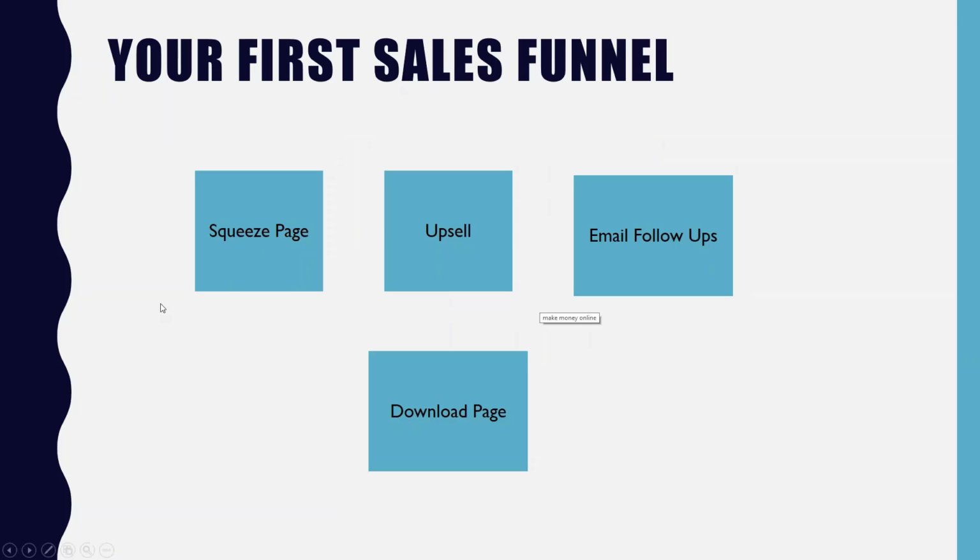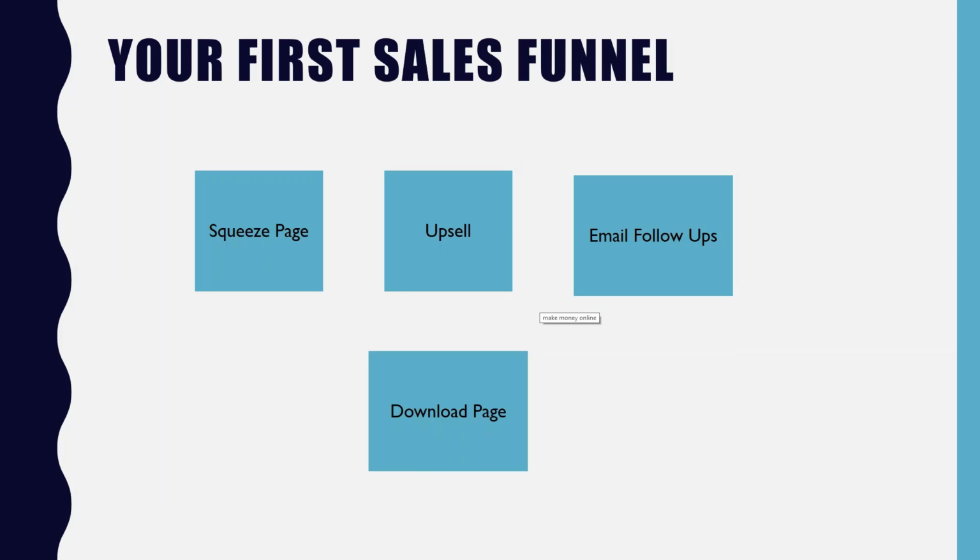And that is, you have a squeeze page, you take them to an upsell. In your autoresponder, you have email follow-ups set up for your customers. Then you have a download page, where on that download page they can get what they opted in for, the free product they opted in for. And then they can also get sold on your product, or they can get sold on related affiliate offers.